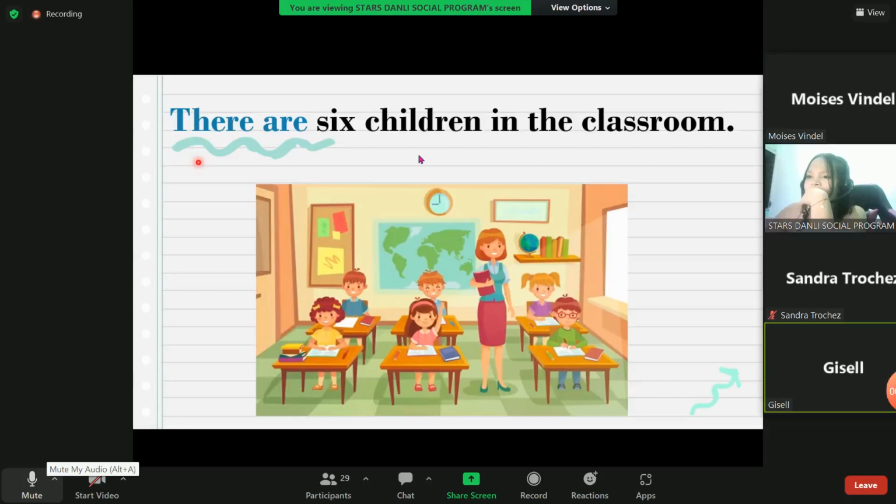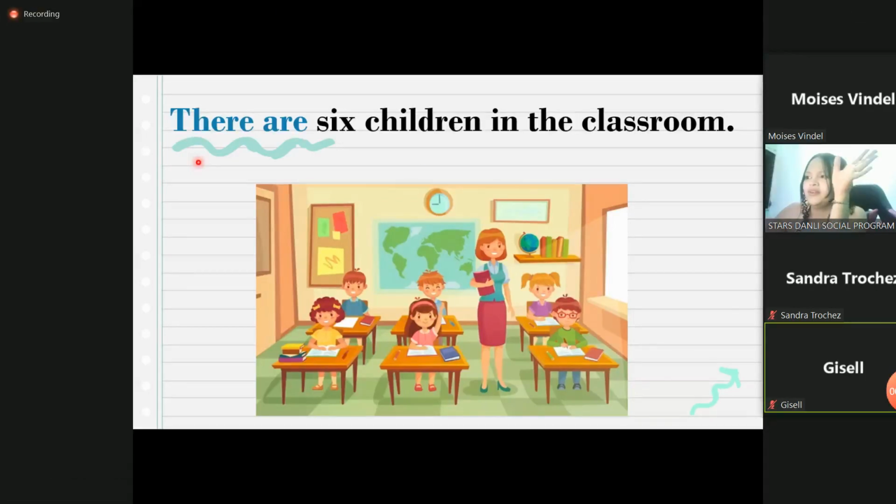There is one. Okay, you say there is a map. Someone said there is one what? No more?